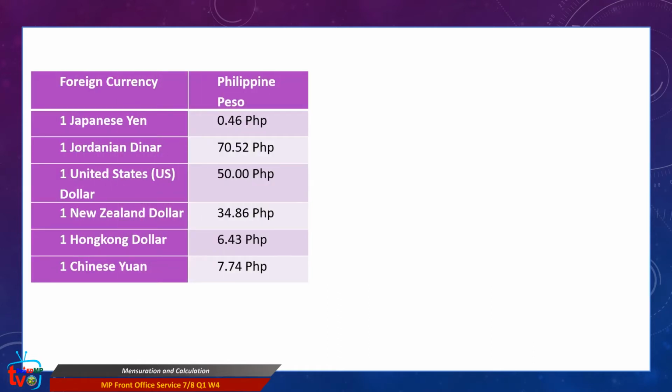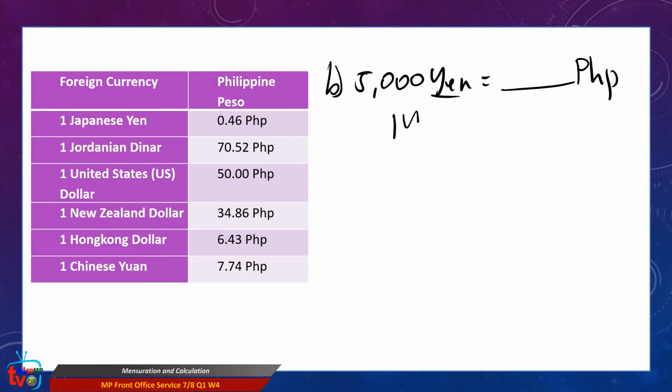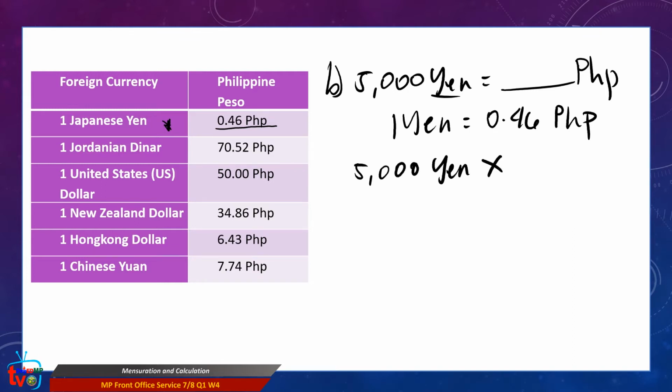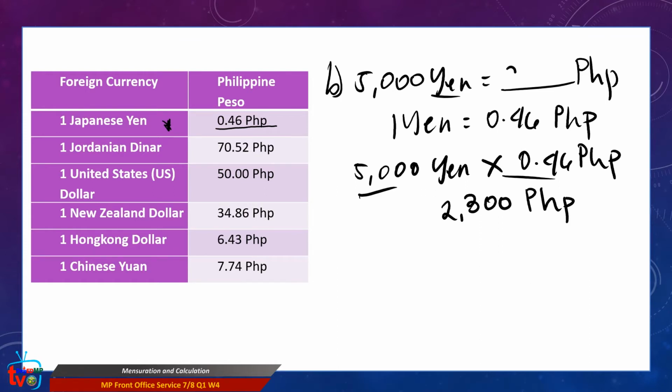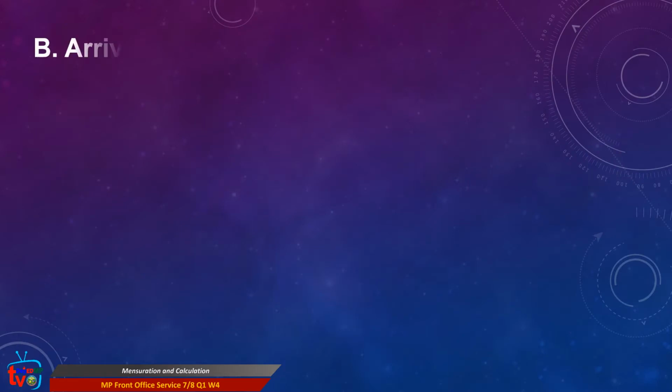Let's try another example. 5,000 yen is how much in Philippine peso? Again, identify the equivalence of 1 yen in Philippine peso using the currency equivalence table. So 1 Japanese yen is equivalent to 0.46 peso. 5,000 yen times 0.46 peso, that would be 2,300 pesos. So 5,000 yen is equivalent to 2,300 pesos.